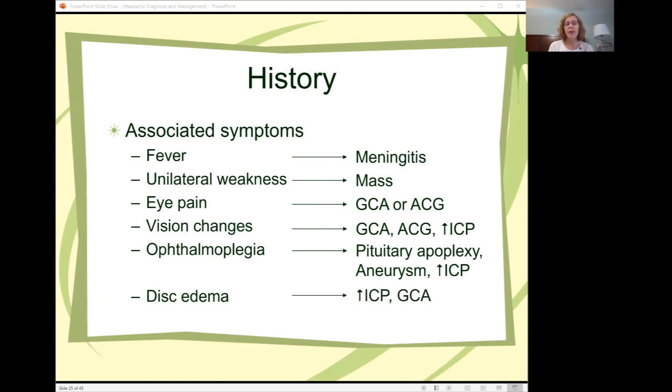If disc swelling is bilateral, this is suspicious for papilledema. However, remember that you may have other causes of disc edema associated with a headache. Specifically, if there's unilateral swelling in an older patient, consider giant cell arteritis or arteritic ischemic optic neuropathy.